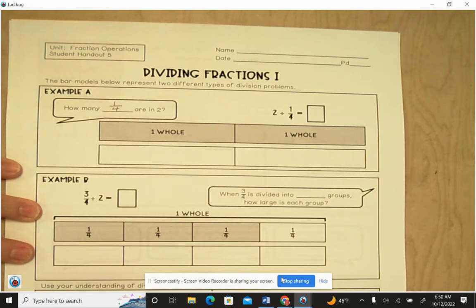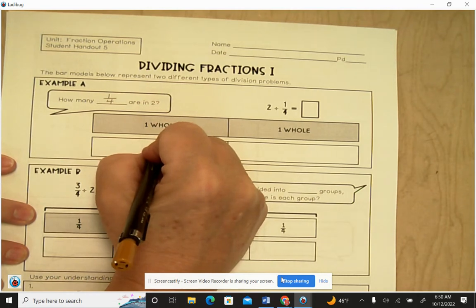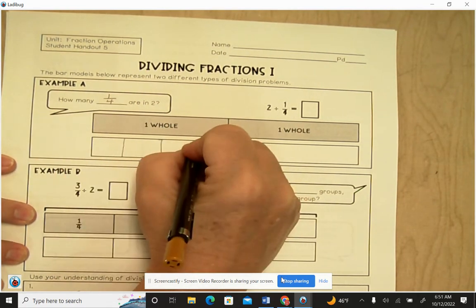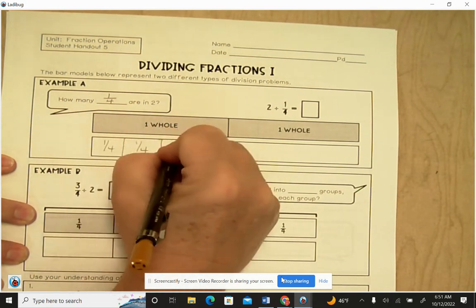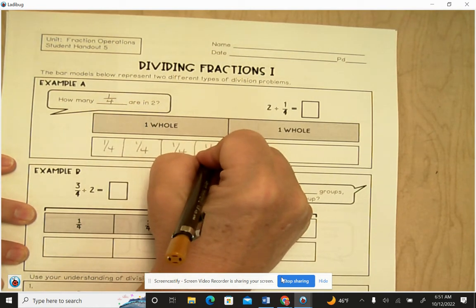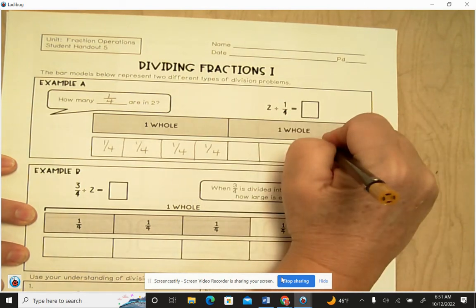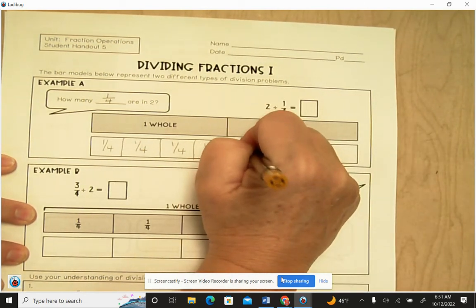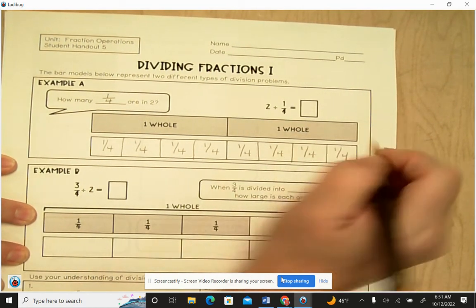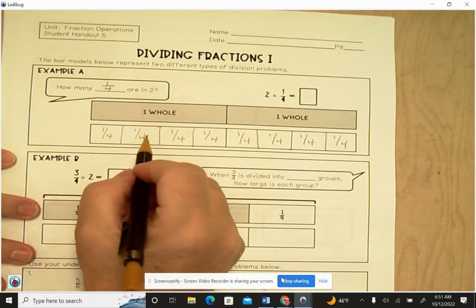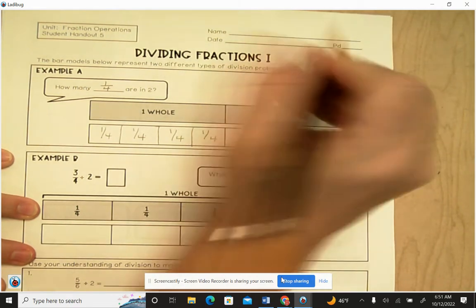are in 2. So if we split these two up into fourths, and it might not be perfect, but we can. So that's 1/4, that's 1/4, that's 1/4, that's 1/4. Let's do the same for the second one. So how many 1/4 are in 2? 1, 2, 3, 4, 5, 6, 7, 8. So 2 divided by 1/4 is 8.